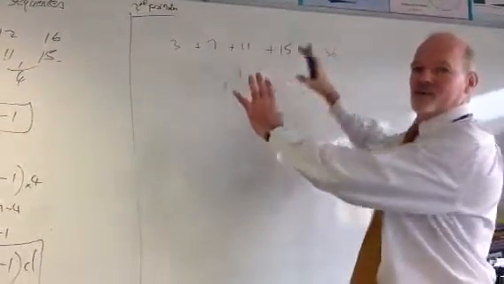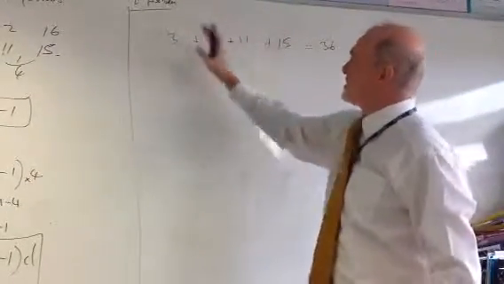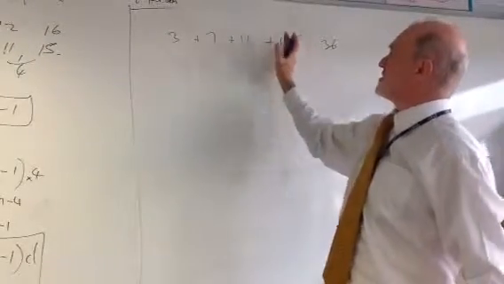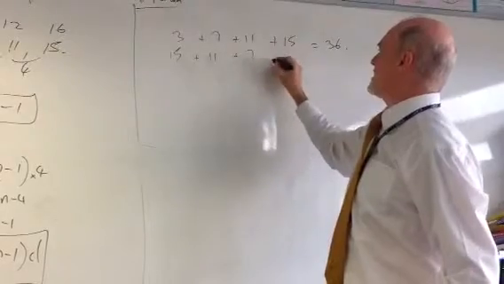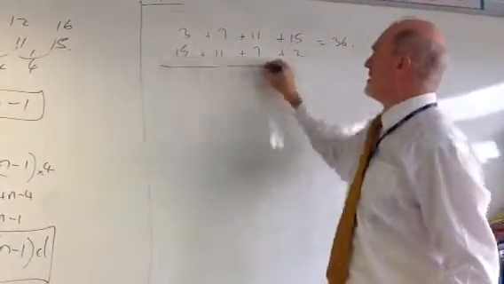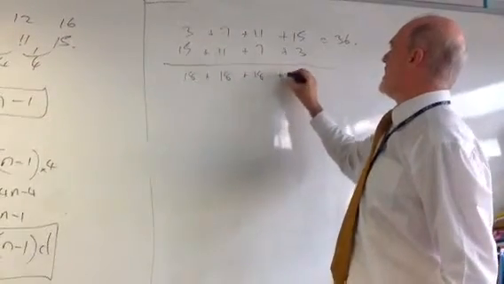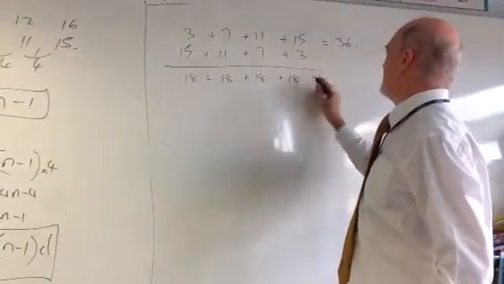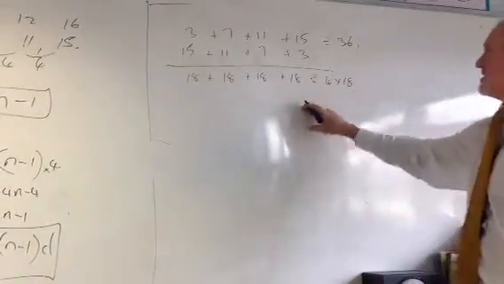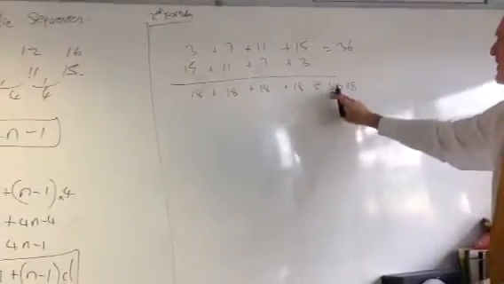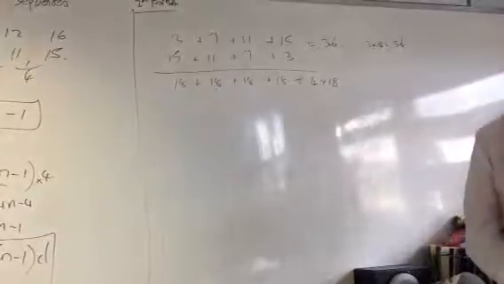If it went on for 20 or 30 terms, it would be a very difficult thing to do. There's a shortcut. One shortcut is to reverse the numbers. Write 15, write 11, write 7, and write 3. And add it up twice. 18, 18, 18, 18. And then say, I've got 4 18s, but because I've added it up twice, the original question is just half of that. It's 2 18s, which is 36.